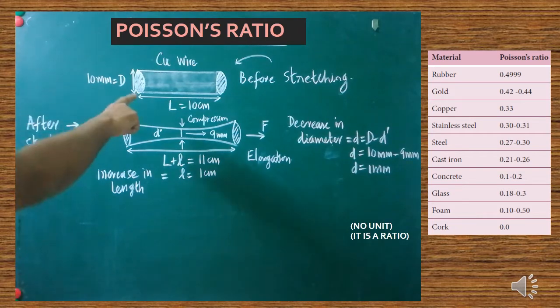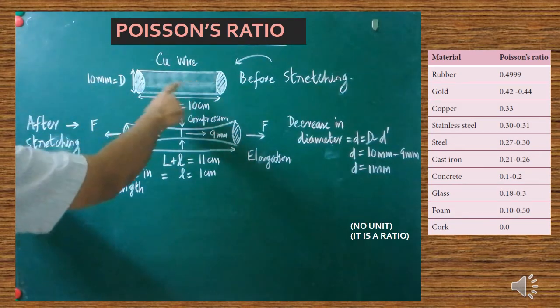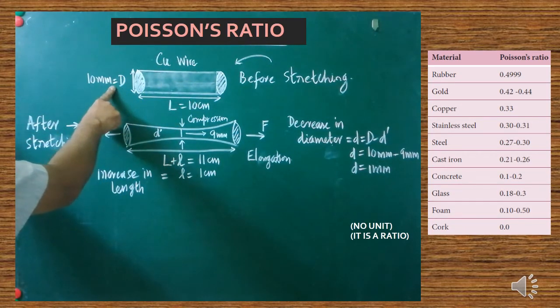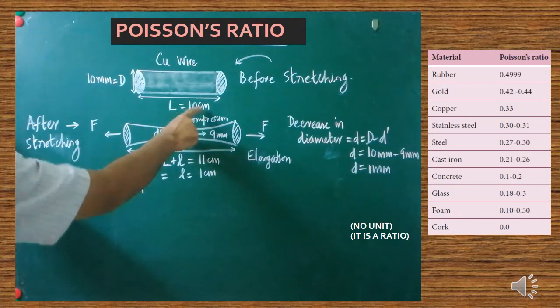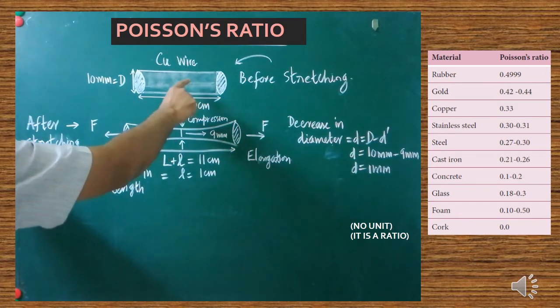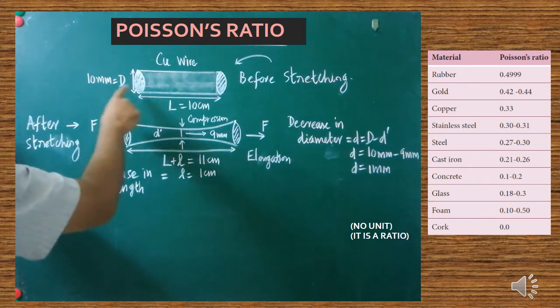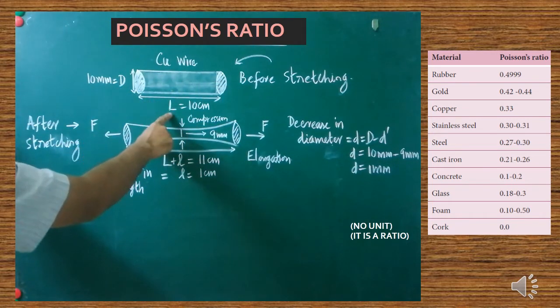Here, look at the wire. In this copper wire, the diameter of the wire is 10 millimeter. The length of the wire is 10 centimeter. So this is not yet stretched. Before stretching, the diameter is capital D and the length of the wire is capital L.